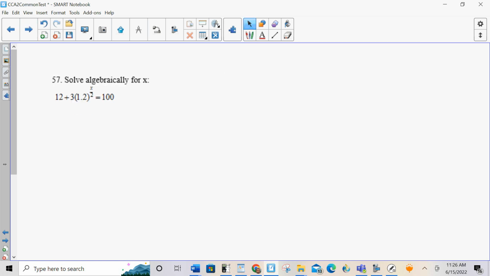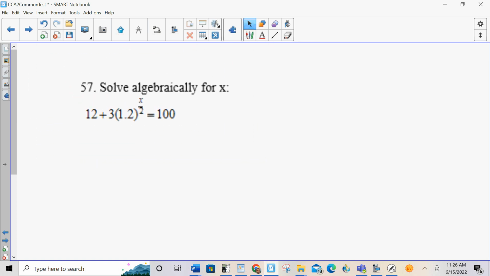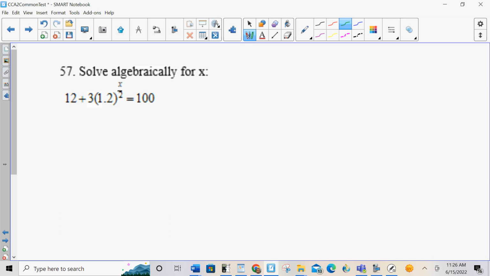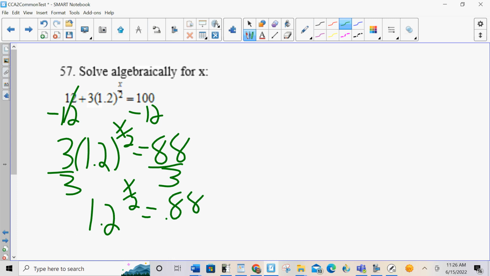Number 57. Solve algebraically for x. This is a fractional equation. I'm sorry, this is not a fractional equation. This is an exponential equation. The first step in an exponential equation is to isolate the base. Subtract 12 from both sides. Divide by 3. I would leave it as 88 over 3 for now.